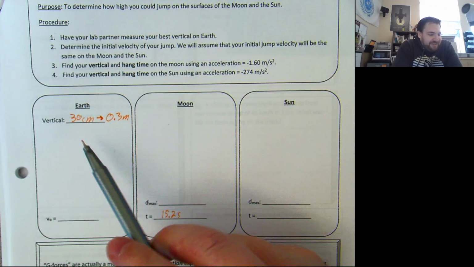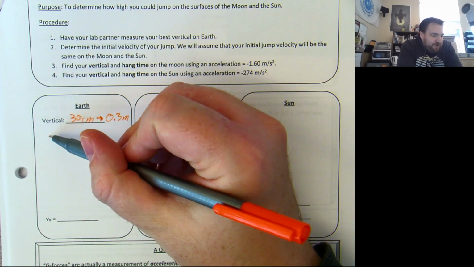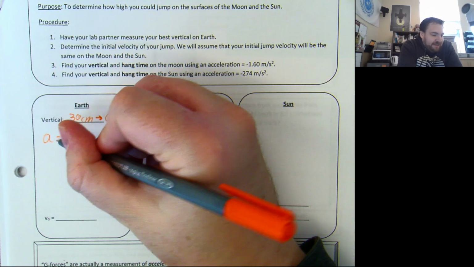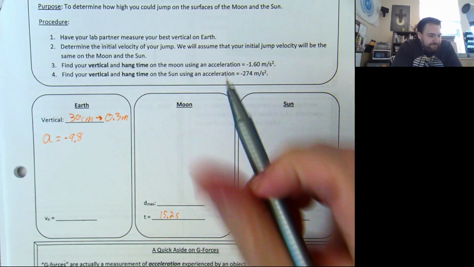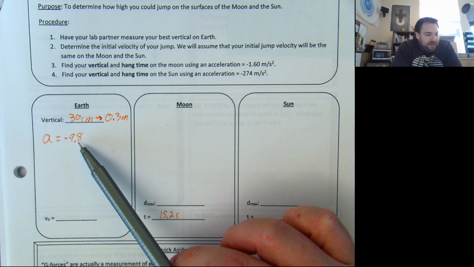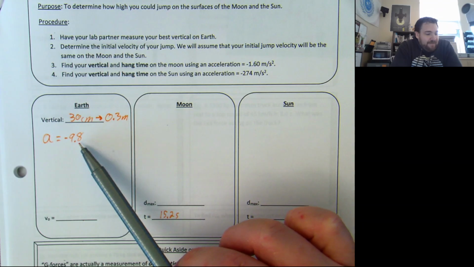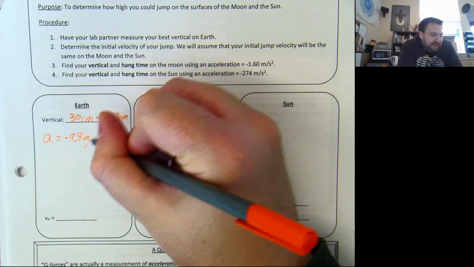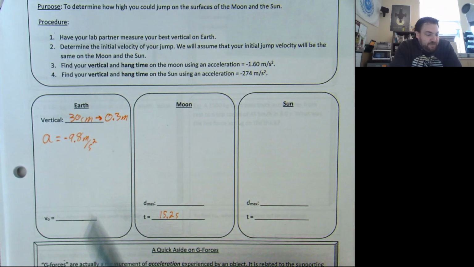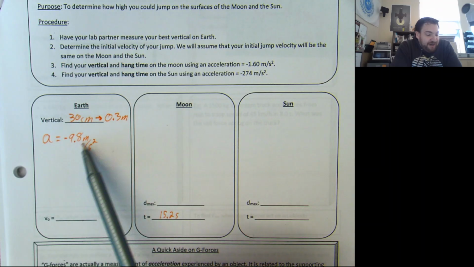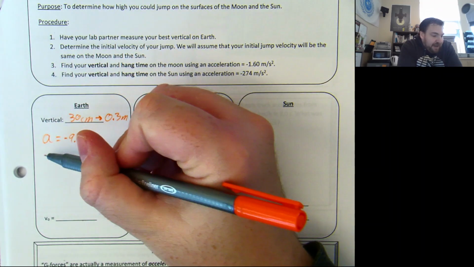Because if you don't convert this thing from centimeters, then when you use kinematics to find your initial velocity, A is going to be negative 9.8. If this is 30 and this is negative 9.8, that means you're telling your equation that you jumped 30 meters. You need your units to line up. So if your vertical was 30 centimeters, that should have been 0.3 meters. So your acceleration would have been negative 9.8 meters per second squared.